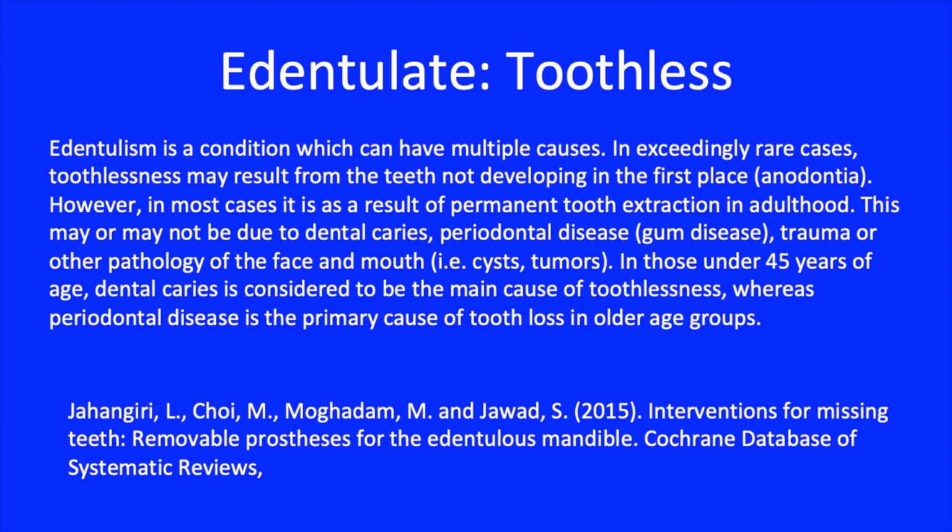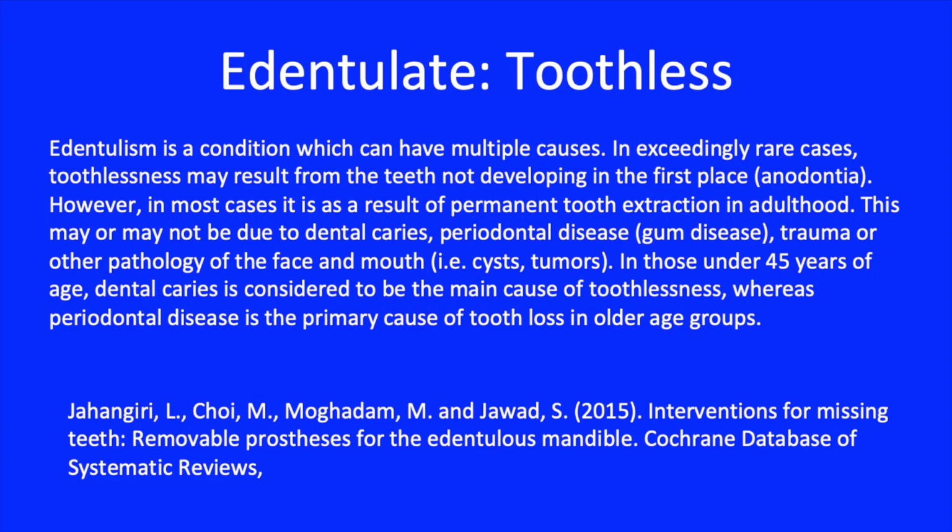As you probably know, one can lose her teeth and become edentulous. Edentulism is a condition which can have multiple causes. In exceedingly rare cases, toothlessness may result from the teeth not developing in the first place, a condition known as anodontia. However, in most cases, it is a result of permanent tooth extraction in adulthood. This may or may not be due to dental caries, periodontal disease, gum disease, trauma, or other pathology of the face and mouth, for example, cysts and tumors.